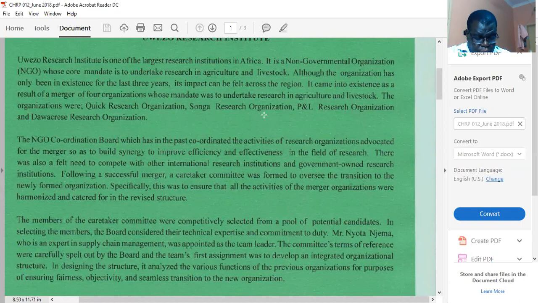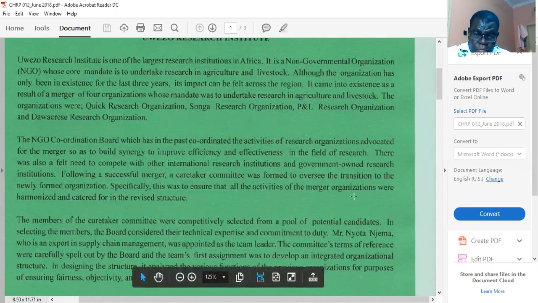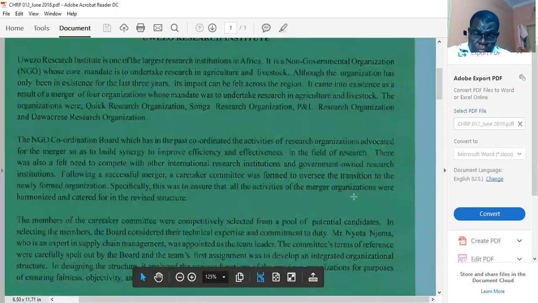The committee's terms of reference were carefully spelled out by the board, and the team's first assignment was to develop an integrated organizational structure. In designing the structure, it analyzed the various functions of the previous organizations for purposes of ensuring fairness, objectivity, and seamless transition into the new organization.